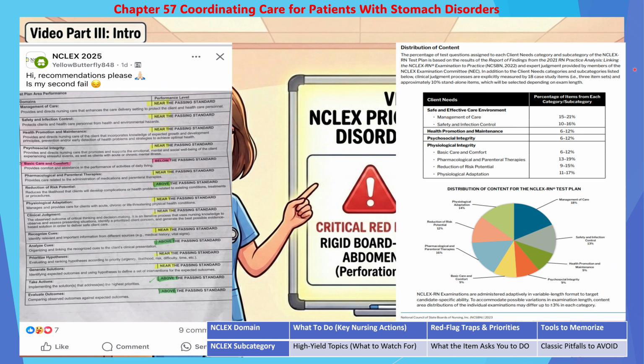Prioritizing hypotheses: what could happen if this patient's symptoms are not effectively managed. Generating solutions: what treatments are included to manage these patient conditions. Taking action: what are the priority interventions for this patient. Evaluating outcomes: what findings demonstrate that the treatment plan is effective, and what follow-up data are needed. So let's go into detail for this chapter.